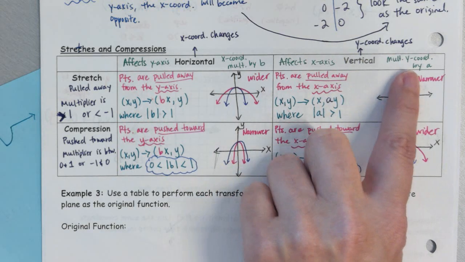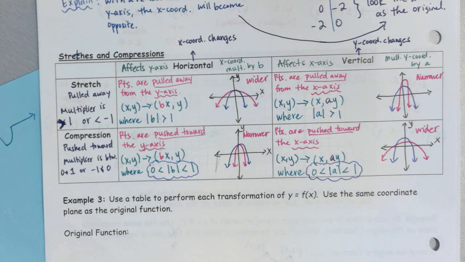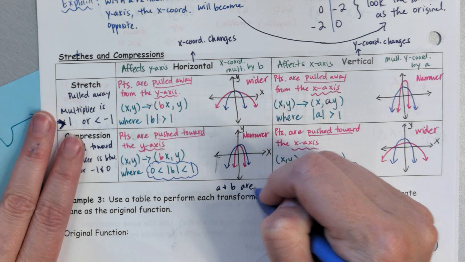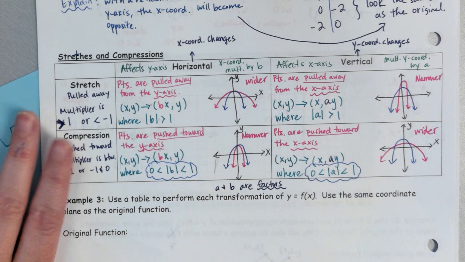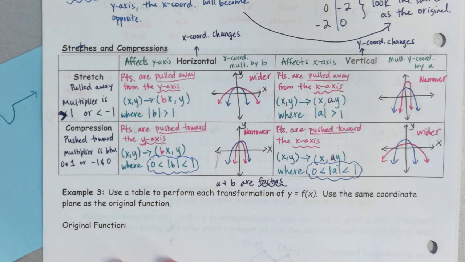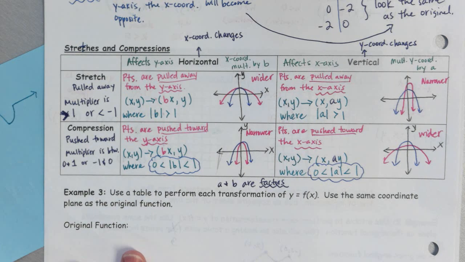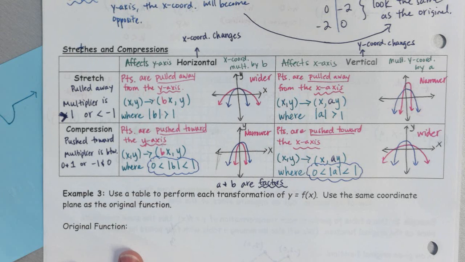Okay, we multiply the y-coordinates by what we call the variable a. A and b are called factors. So I'm just going to add that to the bottom. A and b are factors. So factor is something that you're going to see today as we go over the stretches and compressions. There might be a vertical stretch by a factor of 5 or a horizontal compression by a factor of 3/4.